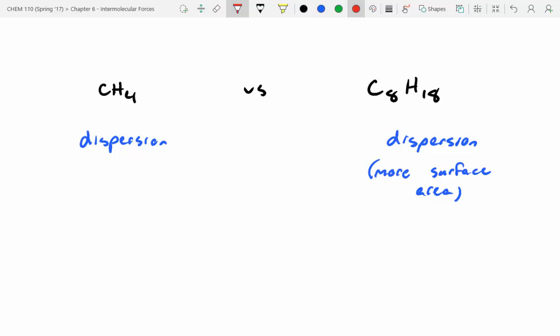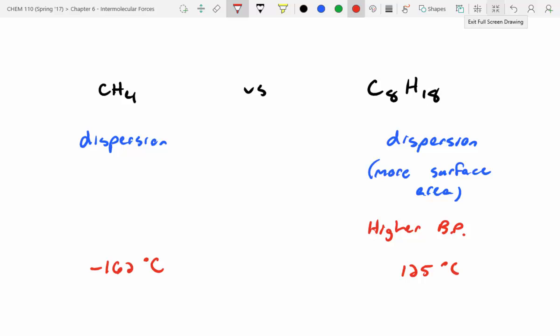Okay, so this means that this should have the higher boiling point. And in fact, this one boils at about 125 degrees Celsius, where the one on the left boils at negative 162 degrees Celsius. So you can see dispersion forces rapidly scale up with surface area. Does that make sense? So a lot of these you just have to go through. First, identify the main intermolecular force, determine which one's stronger. Whichever one has the stronger intermolecular force is going to have the higher boiling point.